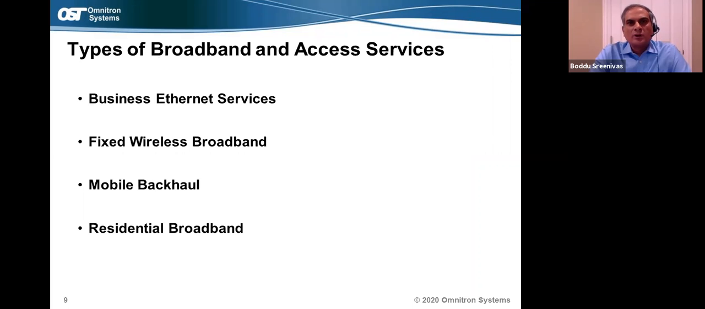Typically when we talk about broadband services and access segments of the network, we talk about business Ethernet services, some of the rural telcos, and also in densely populated locations, we are starting to see more fixed wireless deployments. Our products can also be used for mobile backhaul. That's also a different type of service. And we could also potentially use some of the products for residential broadband services.